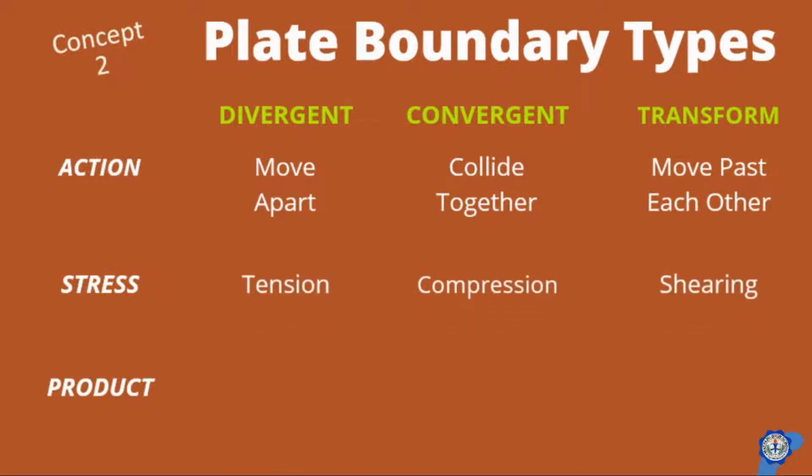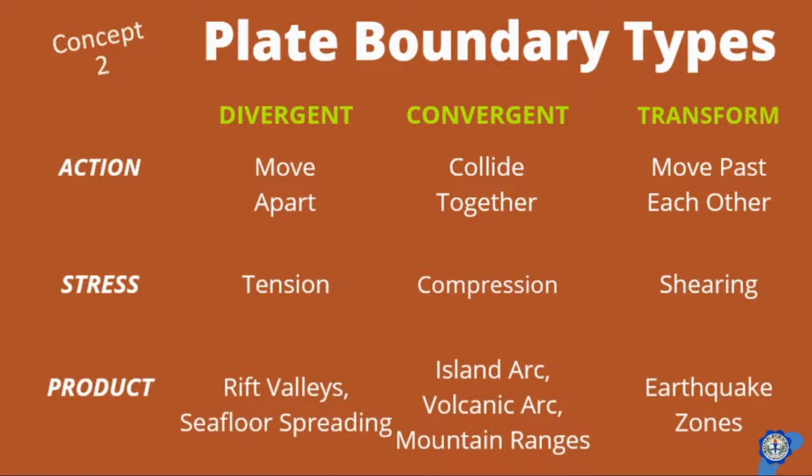Tension stress is what is found in divergent plate boundary. Compression is the stress called in convergent plate boundary, and shearing is the stress called in a transform plate boundary. Divergent plate boundary creates rift valleys and seafloor spreading. Convergent plate boundary creates either island arcs, volcanic arcs, and mountain ranges. And transform plate boundaries are earthquake zones.